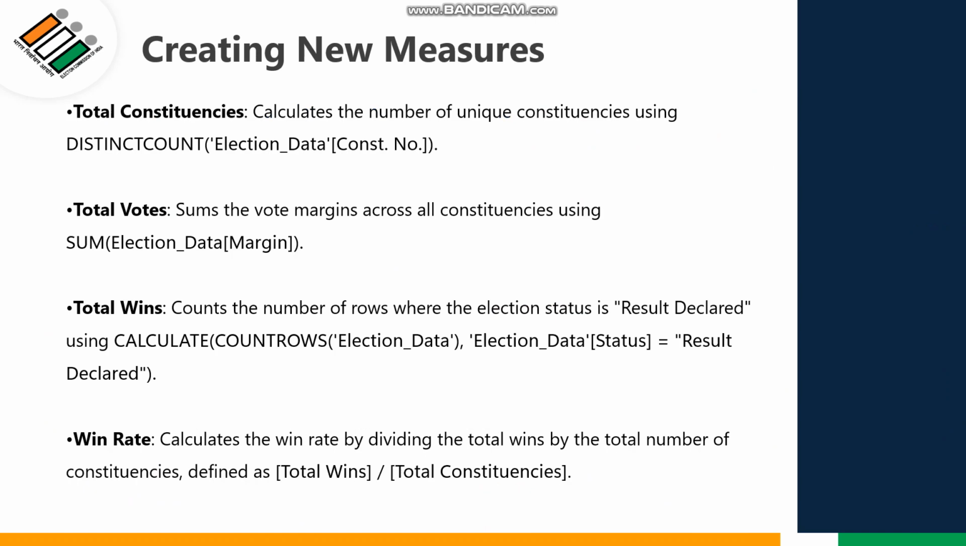Moving on to the measures, we calculate several important metrics. The total constituencies measure counts unique constituencies, while total votes sums the total margins across all constituencies. We also determine total wins by counting the rows where the election status is result declared. Finally, we calculate the win rate, which provides insights into the effectiveness of parties in securing wins across constituencies.